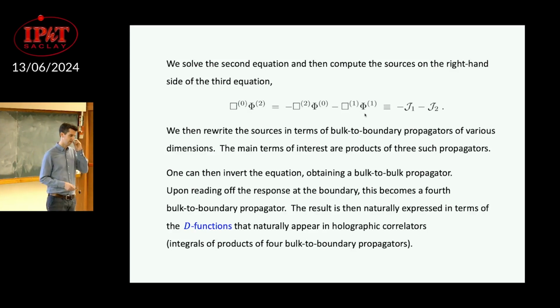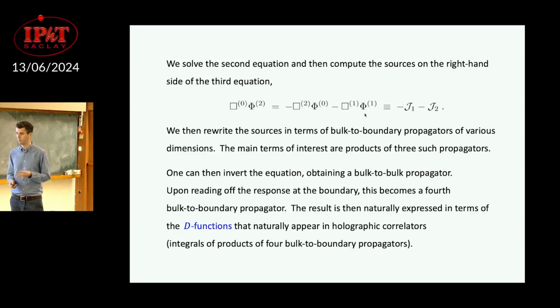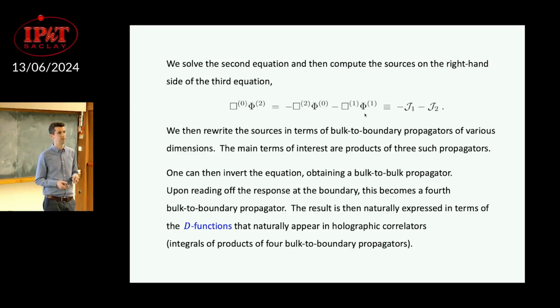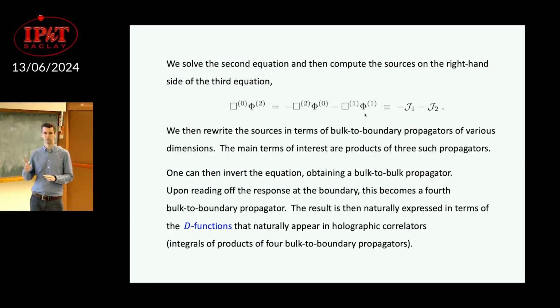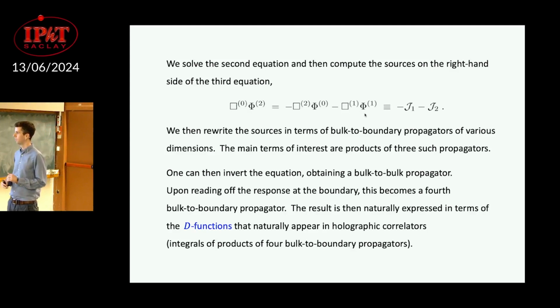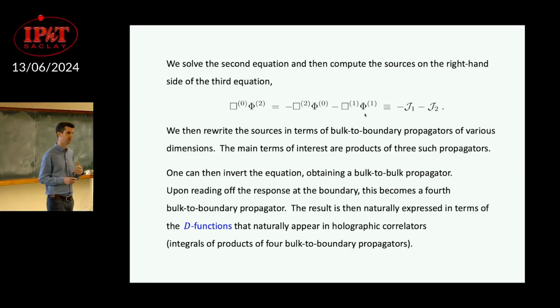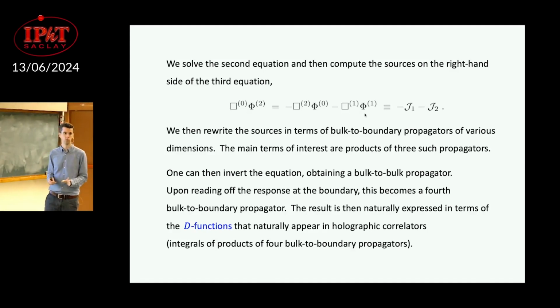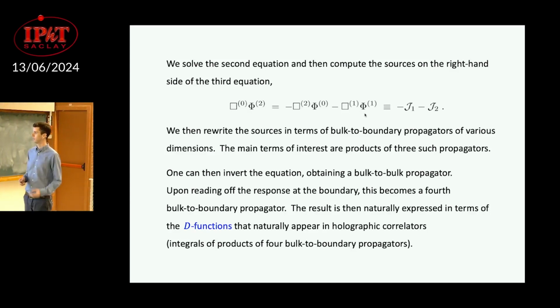Once you've done that, you can rewrite the sources in terms of bulk to boundary propagators. So these sources for the order alpha squared equation involve, after rewriting, products of 3 bulk to boundary propagators. When you then solve the equation, you invert it, you get an integral over a product of those 3 bulk to boundary propagators and a bulk to bulk propagator. And when you read off the response at the boundary, you end up with an integral of a product of 4 bulk to boundary propagators. And so the result is naturally expressed in terms of the D functions that naturally appear in holographic correlators.